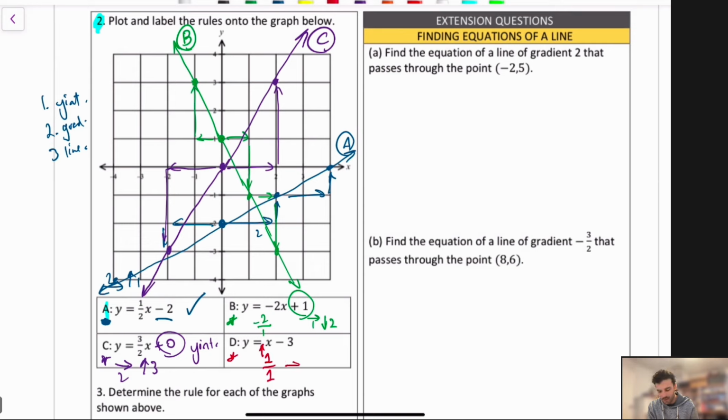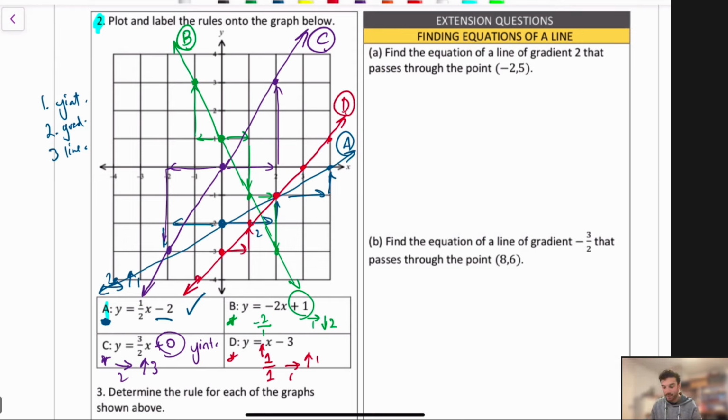Therefore it's going to be going across 1, up 1, cross 1, up 1, cross 1, up 1, because it's positive. The y-intercept is -3, so let's draw a dot there, and it's just going cross 1, up 1. And we can see that pattern nicely there. Draw the dots in, and then draw a line between everything there. And this is equation D. Okay, hopefully you went well there.